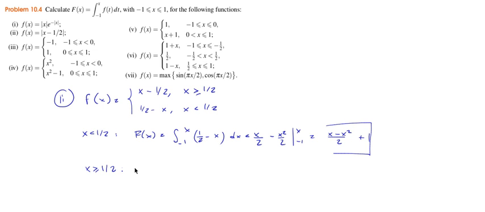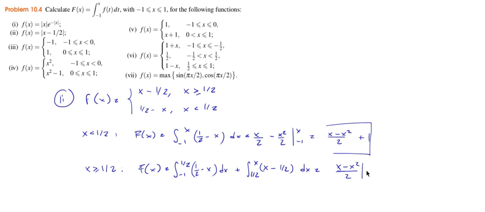When x is greater or equal than 1/2, we have that F of x is the integral between minus 1 and 1/2 of 1/2 minus x, and then we have plus the integral between 1/2 and x of x minus 1/2. Right, so this is going to be x over 2 minus x squared over 2 between minus 1 and 1/2, and this is going to be x squared minus x, divided by 2, between 1/2 and x.